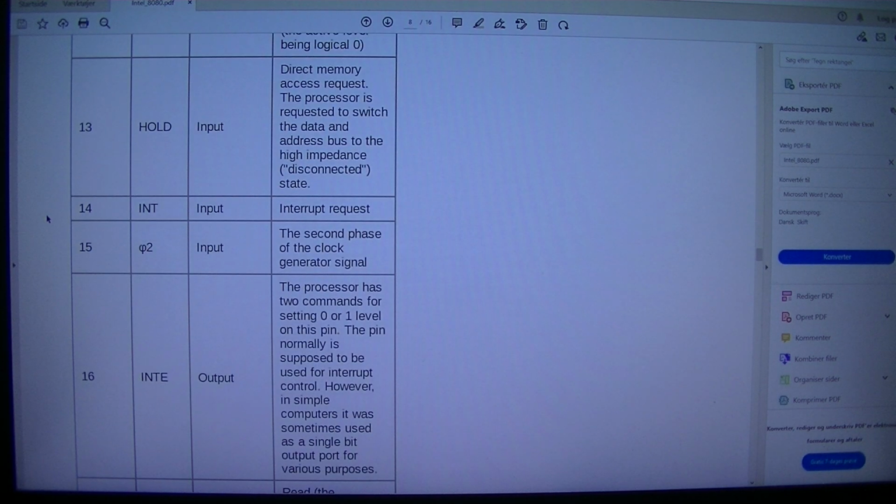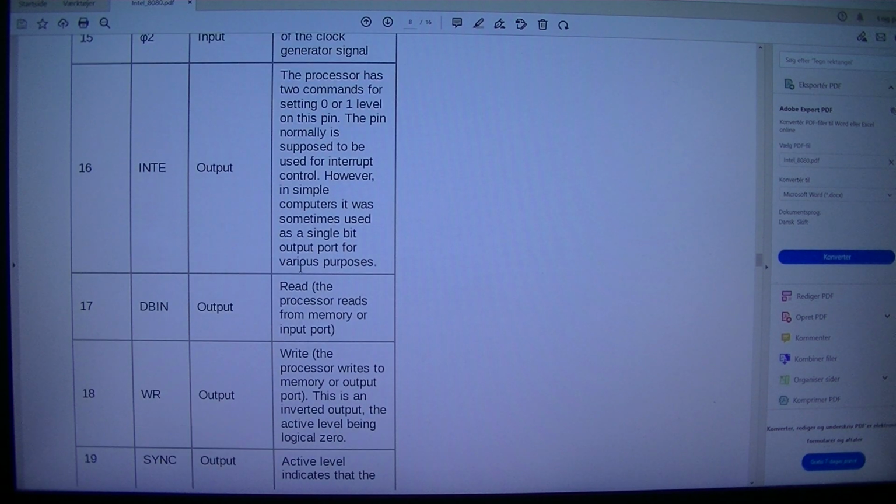13 Hold input, direct memory access request. The processor is requested to switch the data and address bus to the high impedance, disconnected state. 14 Interrupt request input. 15 Input, the second phase of the clock generator signal.